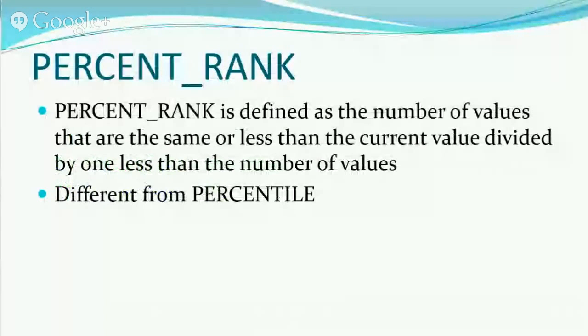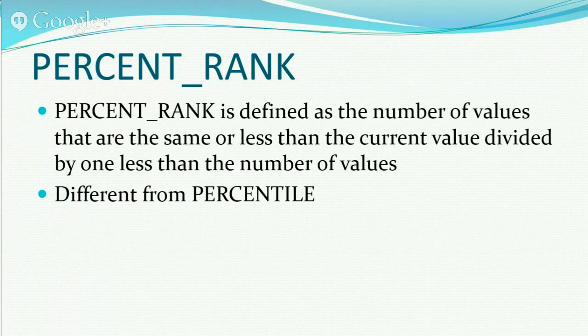Next, on to percent rank. So it's basically the definition of the number of values that are the same or less than the current value divided by one less than the number of values. I know I don't like to read directly from slides, but I want to keep that in mind. It's the number of values that are the same or less than the current. So same or less than kind of implies it includes ties, and divided by one less than the number of values.